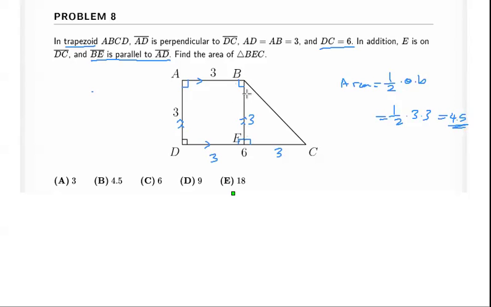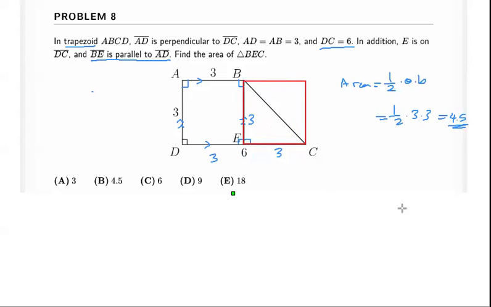One easy way to remember why we take half of the product of the two sides in a right triangle is to make this figure into a rectangle or square. The area of BEC, which is a right triangle, is actually half of the area of this square. To find the area of a square or rectangle, you just multiply two sides. And since this is the area of the triangle, you just take half of that product.